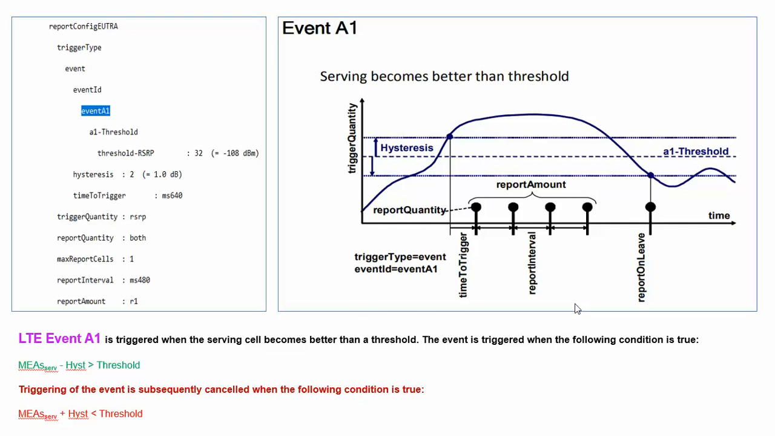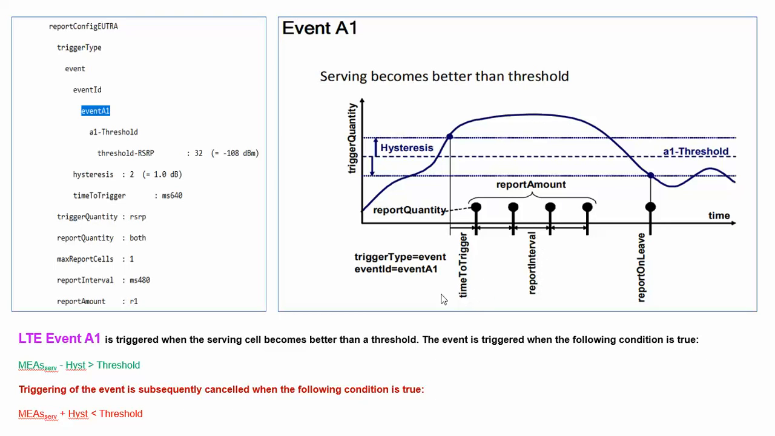Measurement amount means how many times we can send the measurement report, along with the report interval. Report interval means that when we send a measurement report and do not receive a response to it, we will continuously send the measurement report up to the maximum, after each report interval.